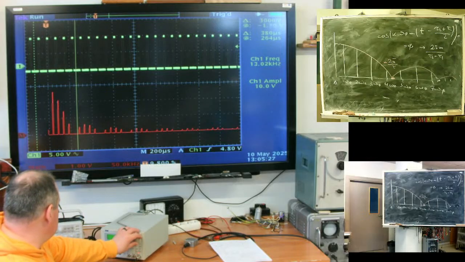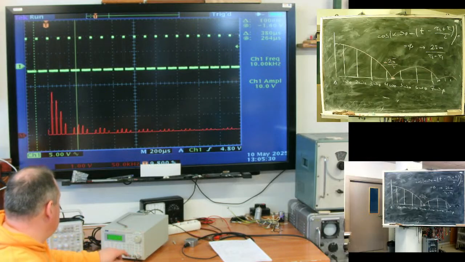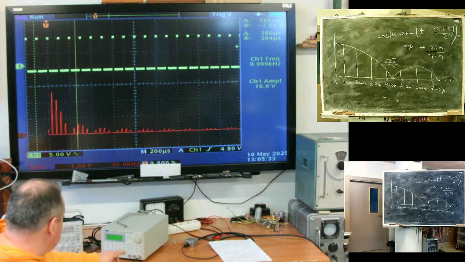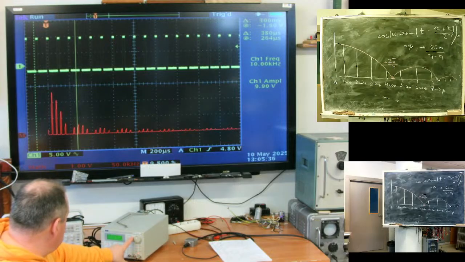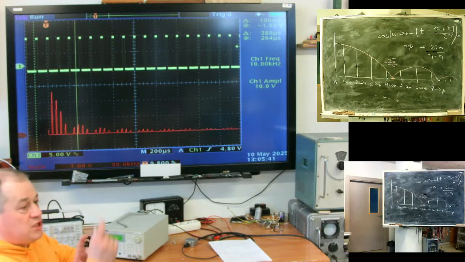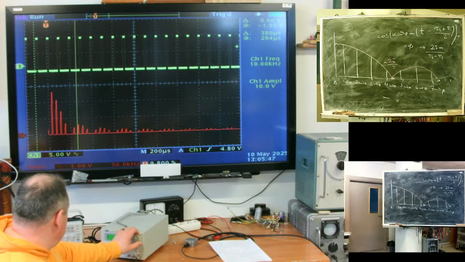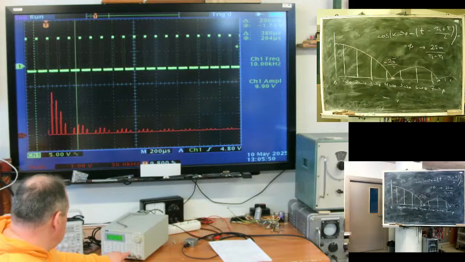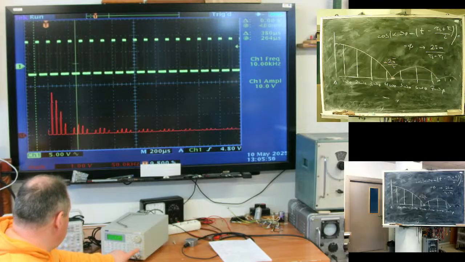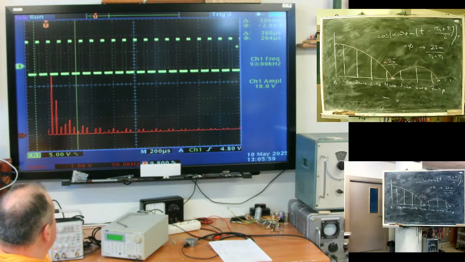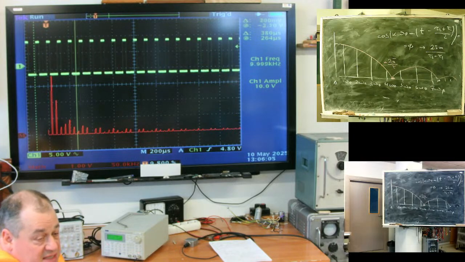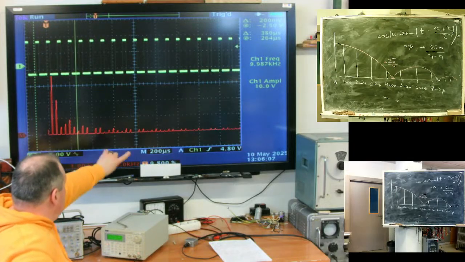Now I will switch to a different point. Now I will change tau. I will change the duty factor of my pulses. For example, 3, 0. Now it's 30%. You see, the distance between spectrum lines remains the same, but the gaps are changing.